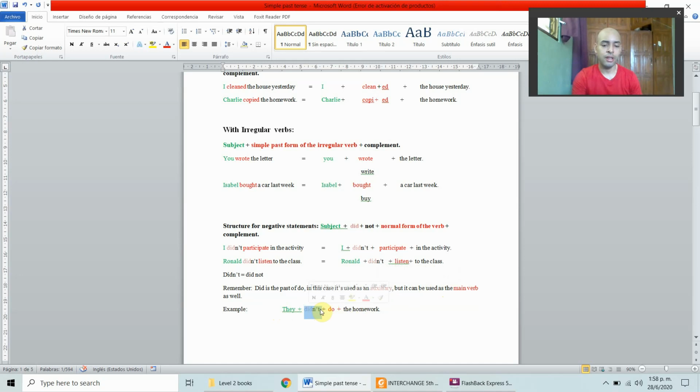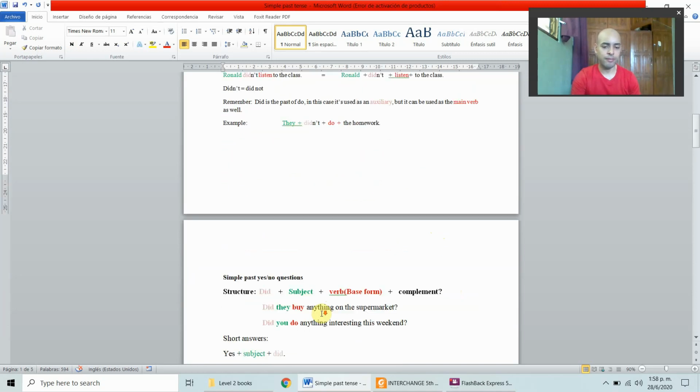as the auxiliary. So we use did, didn't, in this case not, and do as the main verb, because we have to use the main verb in the normal form of the verb. So do stays in the normal form, and of course the complement.